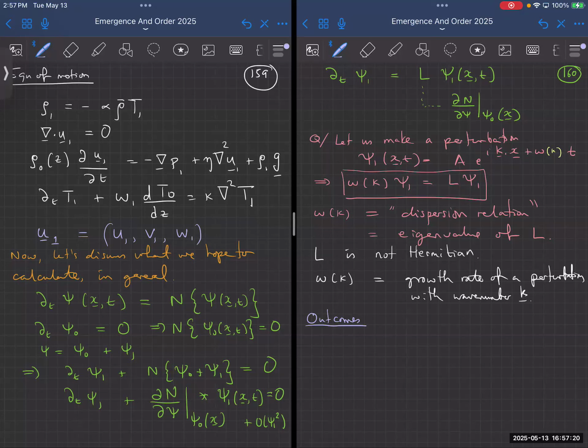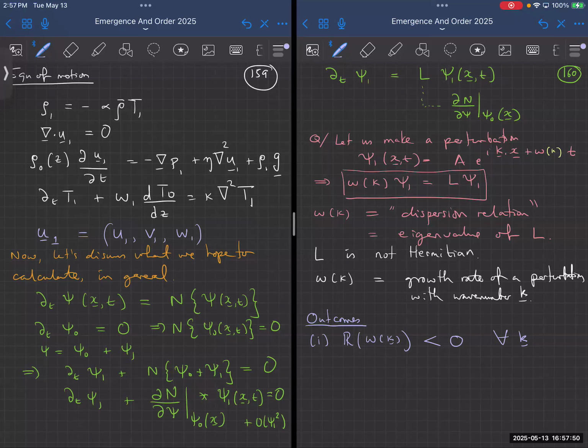So let's try to enumerate them. Let's suppose, for example, here's outcome number one. What we may have is that the real part of omega of k is negative for all k. So any Fourier component will have a real part that is negative. It may have an imaginary part, in which case there'll be oscillations, but its real part is negative.